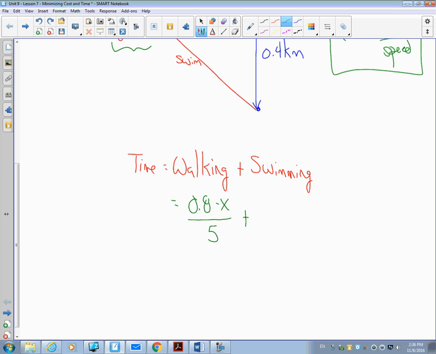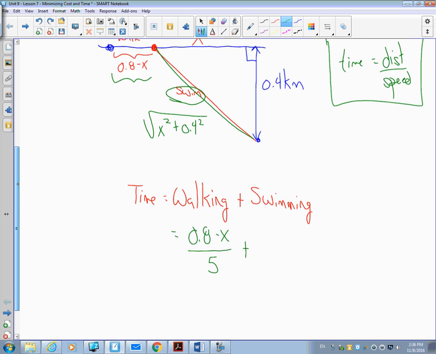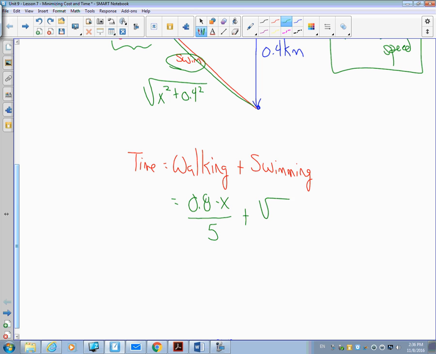My swimming time is this piece right here, right? This hypotenuse of the triangle. How can I find that? Well, that's the square root of whatever x squared plus 0.4 squared is. So my distance is the square root of x squared plus 0.4 squared. So distance over speed, they told us in the question we can swim at 3 kilometers an hour. And now I've got myself an equation for time in terms of x. I want to minimize this time, which means I want to take a derivative down the road.